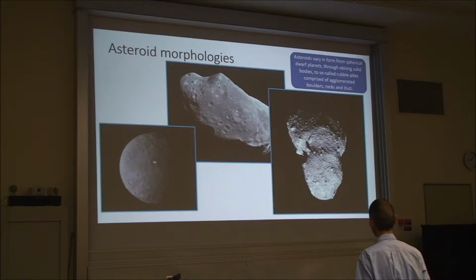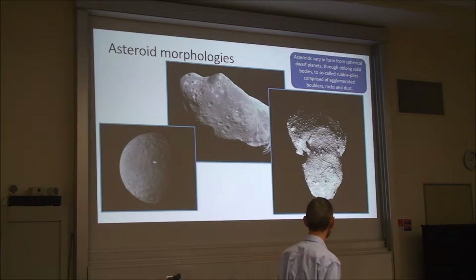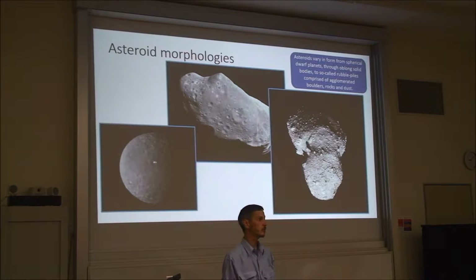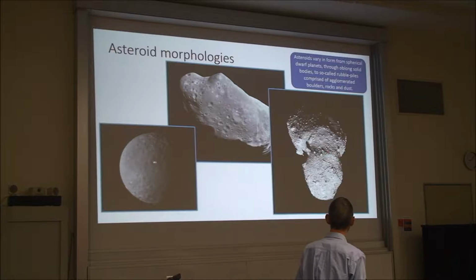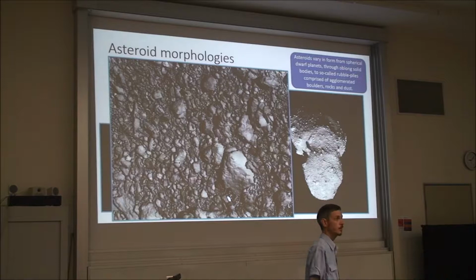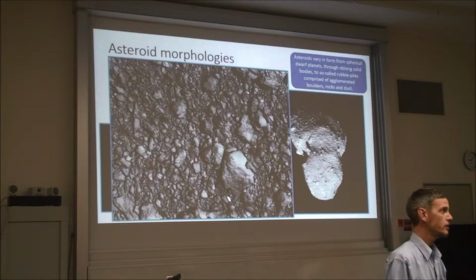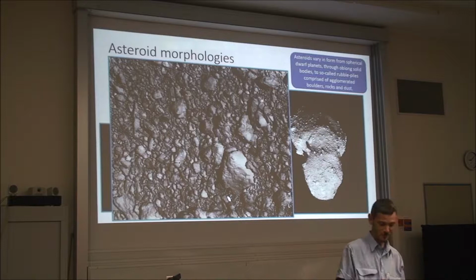And even smaller asteroids like Itokawa, here, which we'll talk about quite a bit in this presentation, are in fact not consolidated bodies at all. They're actually unconsolidated agglomerates of smaller rocks and dust, and some gases as well. And if we look in closely, that could just be a pile of rocks in a mining kind of scenario.